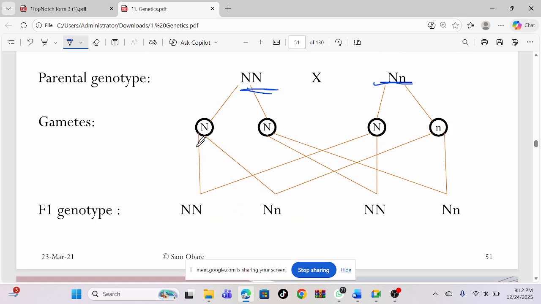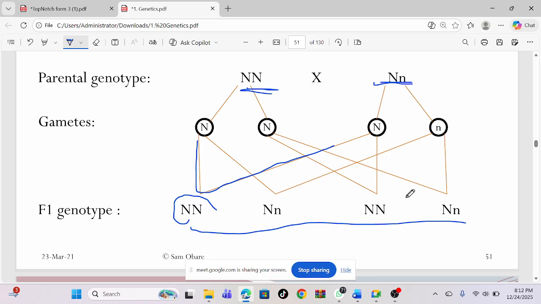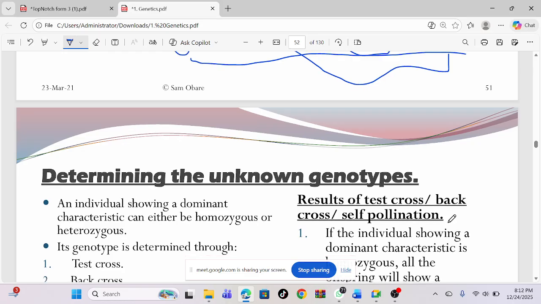So I think there's no need of repeating myself. You repeat like this, then it will be like this. So what will it be? It will be two green and two pale. Two green and two pale.